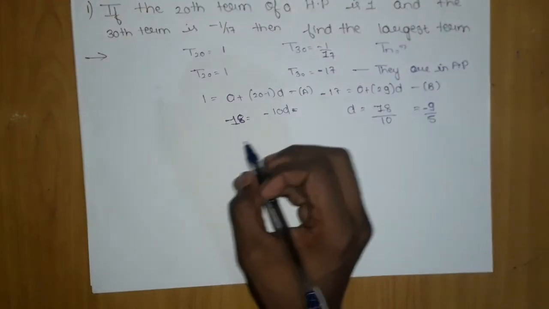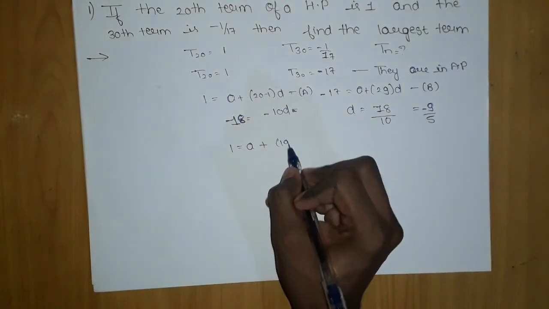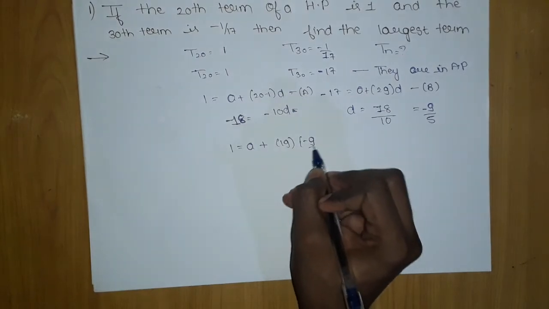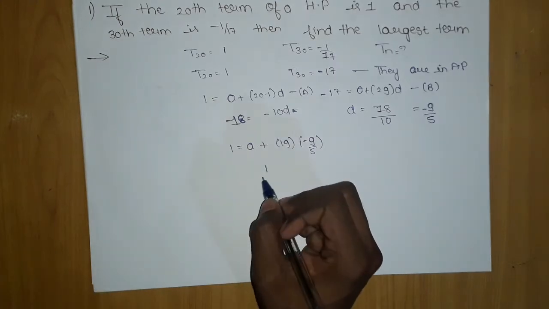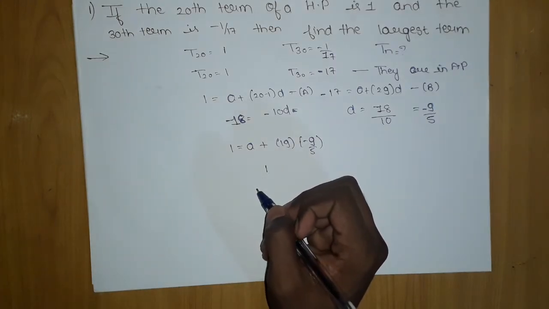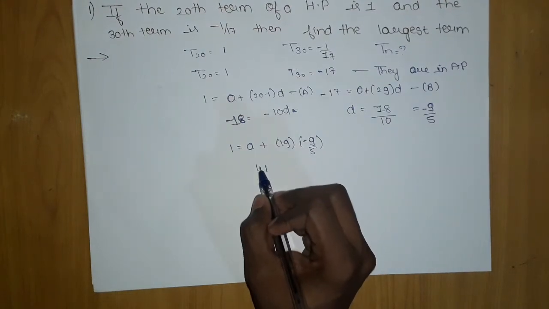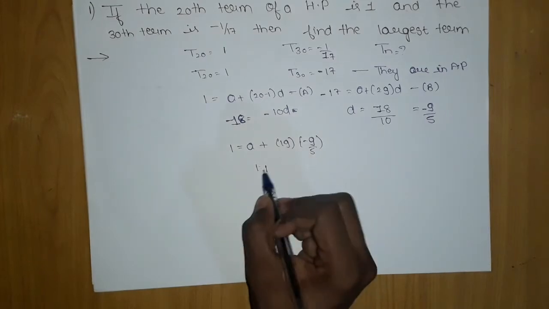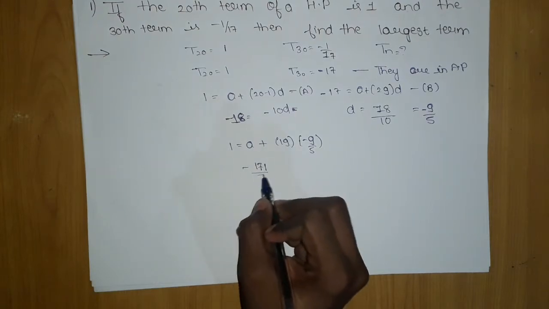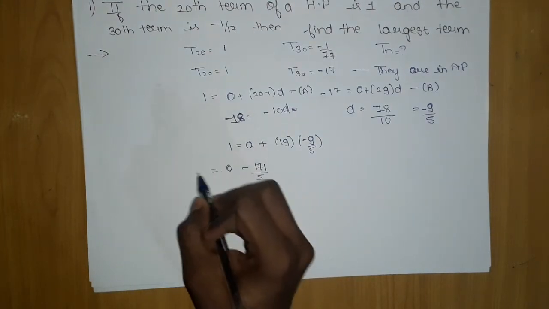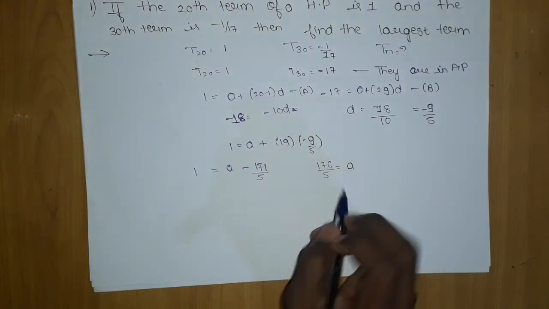After getting the D, we can substitute it and get the thing which we want, A. This is A plus 19 into D, with D being minus 9 by 5. So after doing this, we get 9 times 19 is 171, so A minus 171 by 5 should be equal to 1. So 176 by 5 is nothing but A. So we got our A also.